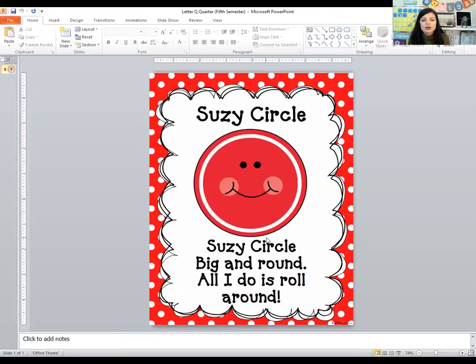Well, let me show you a coin. This is a penny. Can you tell me what shape this penny is? It's a circle. So let's take a look at Susie. Susie's circle, big and round. All I do is roll around. So a penny and all the other coins are in the shape of a circle. A circle is round with no sides and no corners.